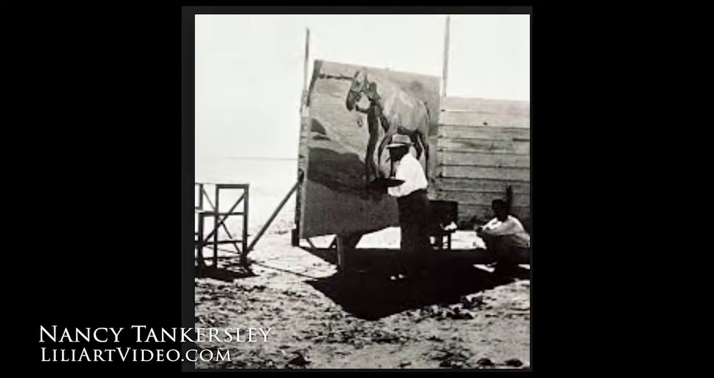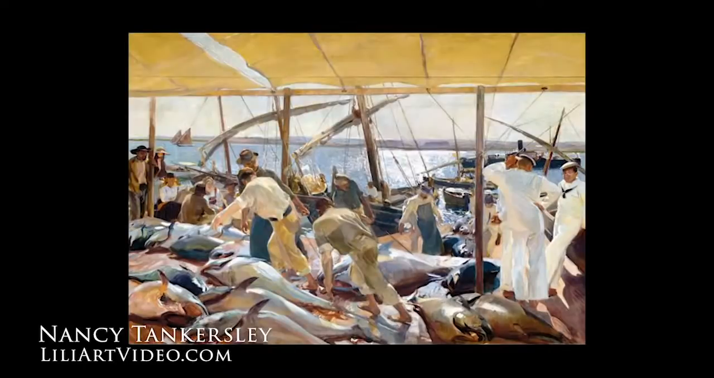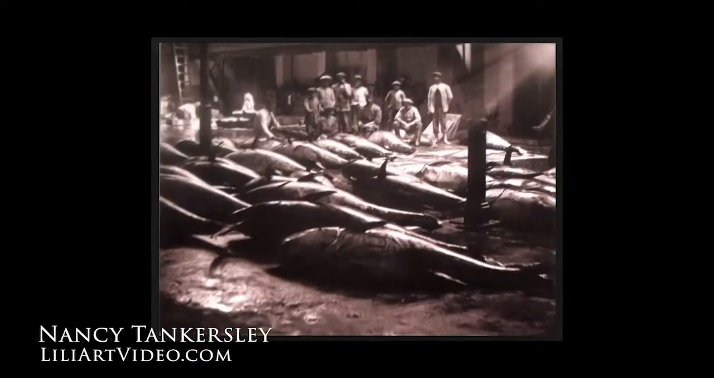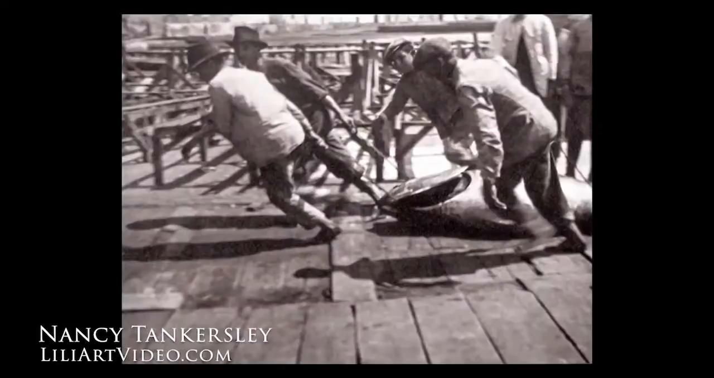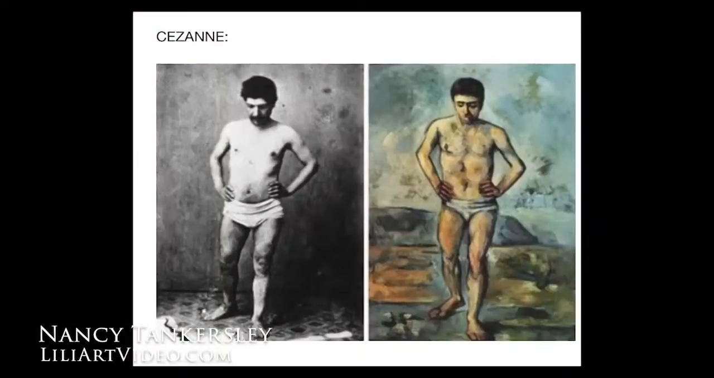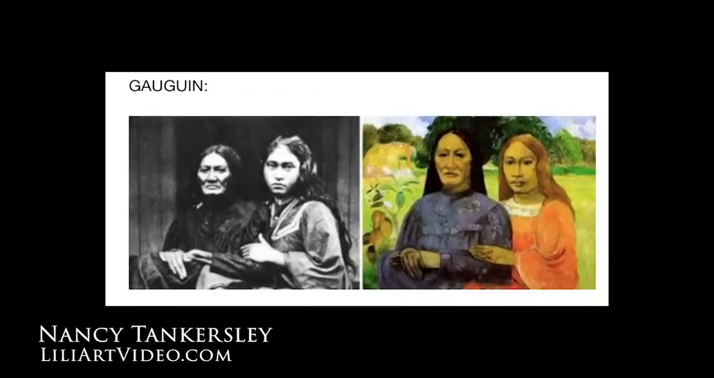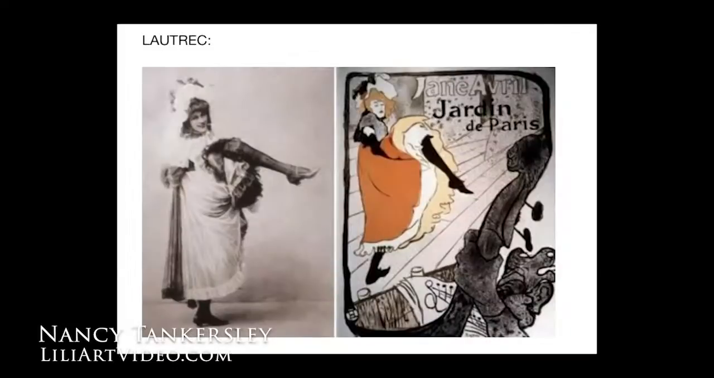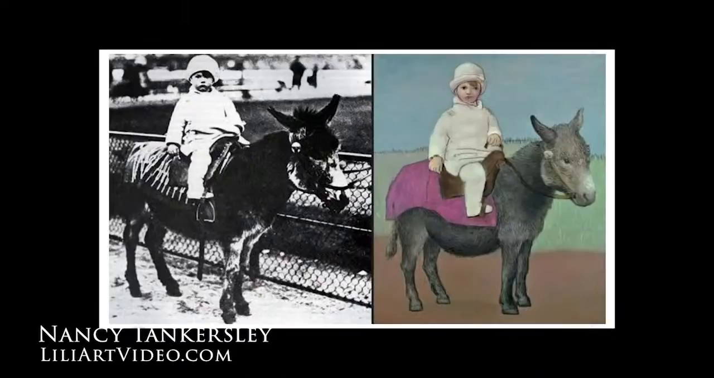One is the well-known masterpiece called The Tuna Catcher. And you can see by the next two photographs that Sorolla probably used these photos in composing and providing information for the final product. And then the last 5 slides, one is by Cezanne. Then we have Gauguin, Toulouse-Lautrec, and finally Picasso. And you can see the photographic reference material and the final painting.